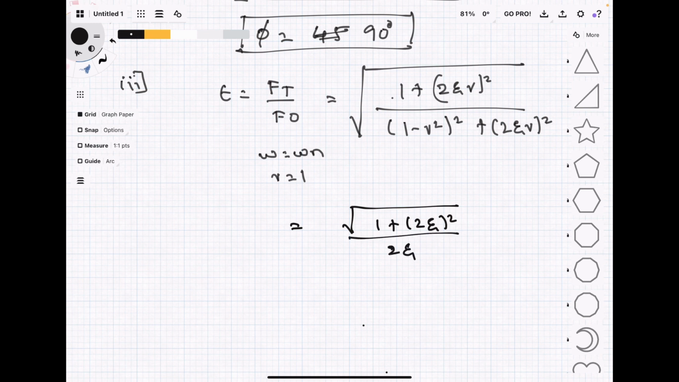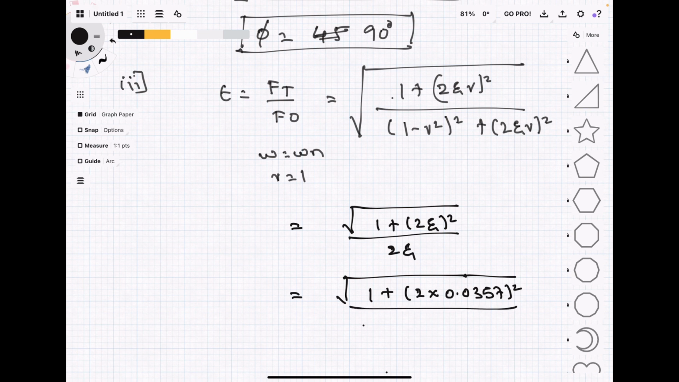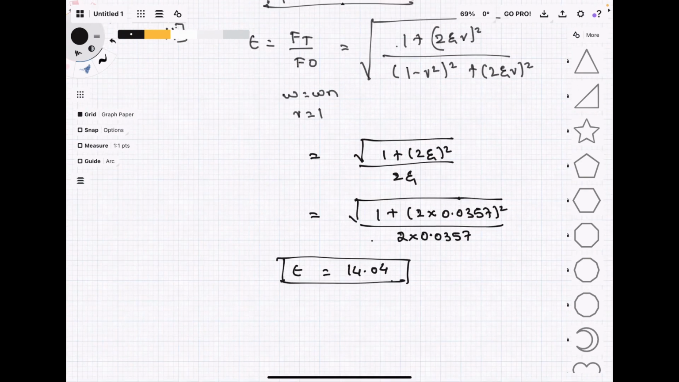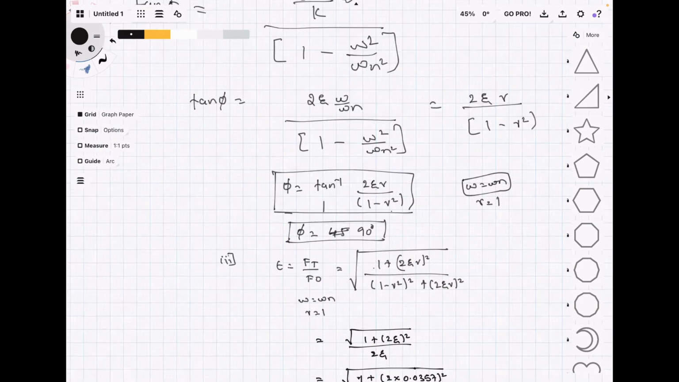divided by 2 zeta. So if I substitute the value of zeta here, square root of 1 plus 2 into 0.0357 the whole square divided by 2 into 0.0357. So if I solve this value, I'll be getting it as 14.04, that is transmissibility. This is the transmissibility ratio we'll be getting. So this is how we'll be solving the problem. So you need to understand the question here.